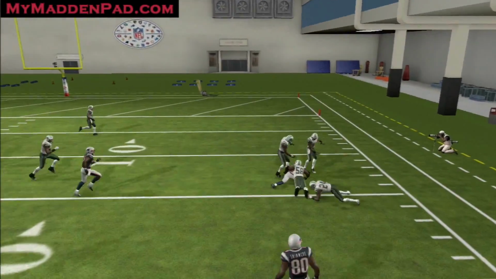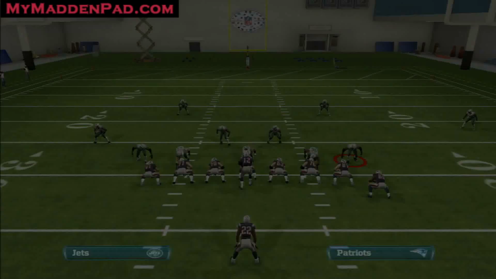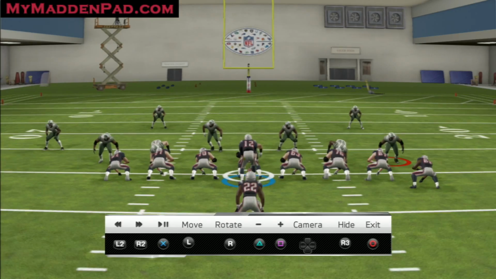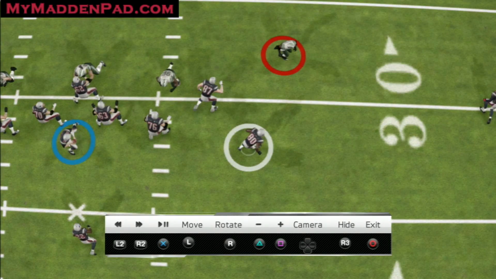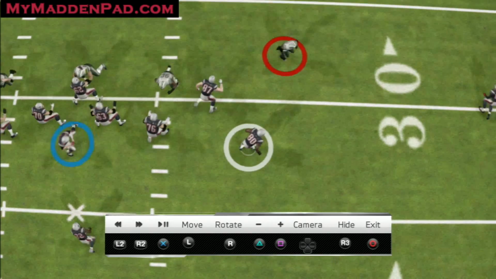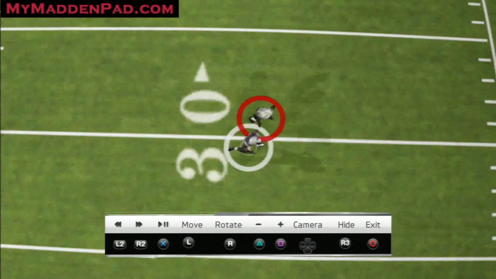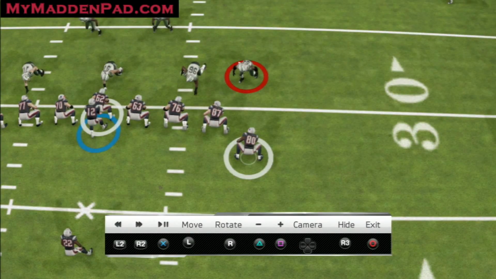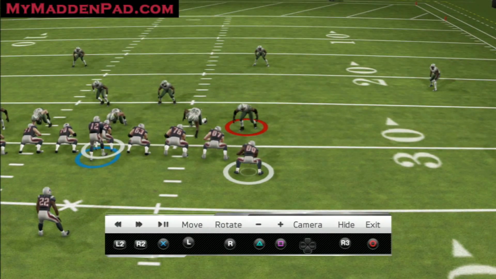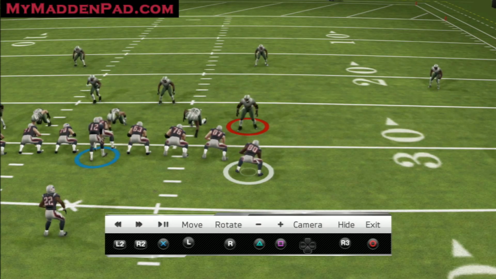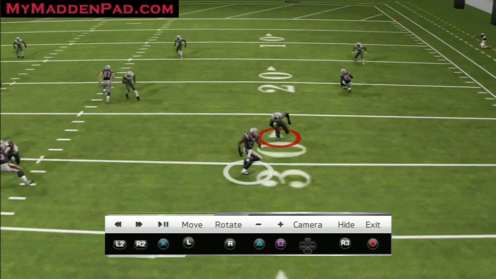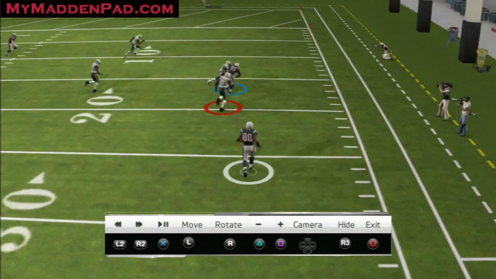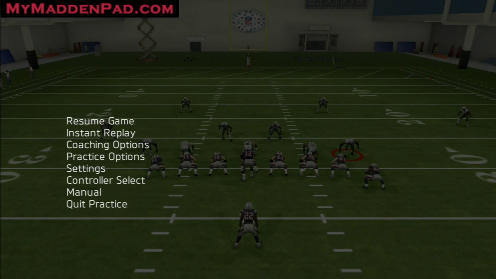All right, let's take a look at it in instant replay and see what is happening. Why is Lloyd getting open on a curl? The main reason is that Thomas is coming over here to check the flat defender. Now that's the computer. I'm not taking control of Thomas and putting him out in the flat. He's supposed to be in a buzz zone, but Shanko draws him up the field, thus leaving Lloyd wide open for the curl.